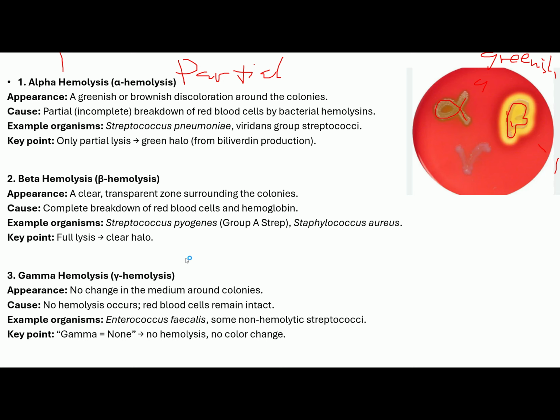And the last group is the gamma hemolysis. Basically, no hemolysis, no change. Red blood cells remain intact. Example of this is Enterococcus faecalis and some non-hemolytic Streptococci. So those are the three types of hemolysis pattern shown in your blood agar.